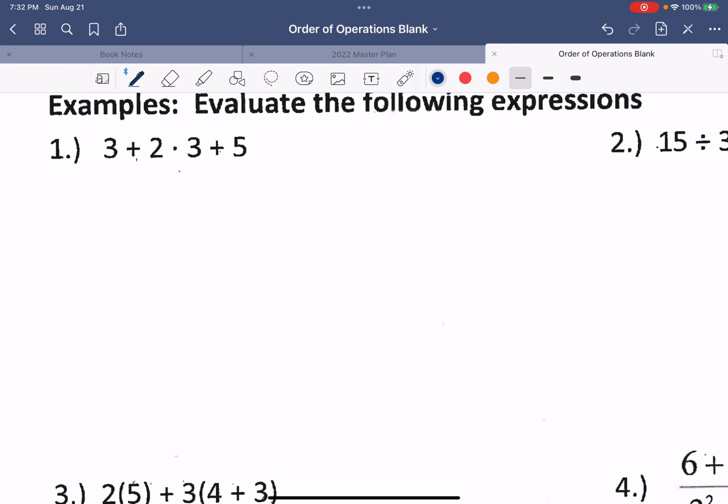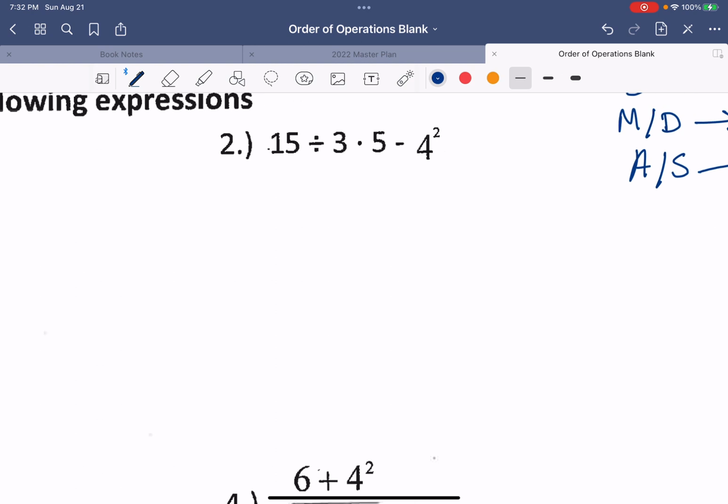Okay, well, hopefully you had a few minutes to figure this out, and this wasn't too bad. What I'm going to do is that 3 plus 2 times 3 should go first, which is 6, plus 5. So now at this point, we should have 3 plus 6 is 9, plus 5, and your answer should be 14.